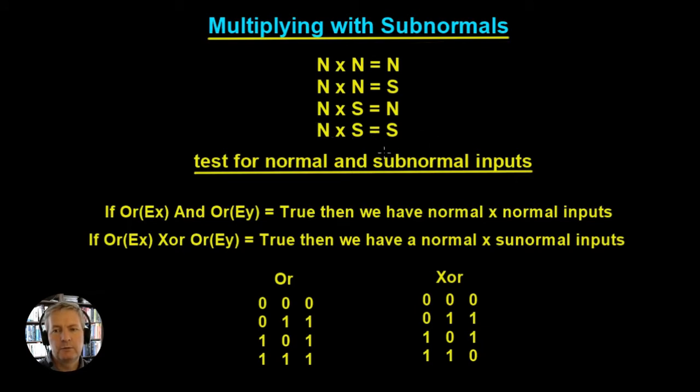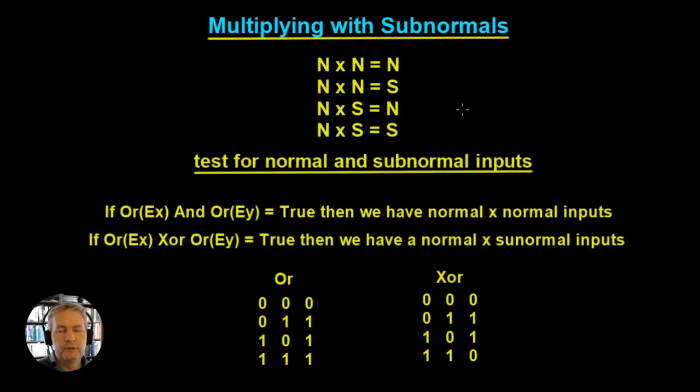So that means that before we can get started on looking at how we work with subnormal numbers, it's a good thing to be able to test for the subnormal numbers. That is, we want to be able to test whether we've got a normal times a normal coming in, and we want to test whether we've got a normal times a subnormal coming in, and we want to be able to test whether the output is going to be normal or subnormal. So let's look at the test first of all to find out what type of number we're getting coming into our system here. So we want to test for normal and subnormal inputs.